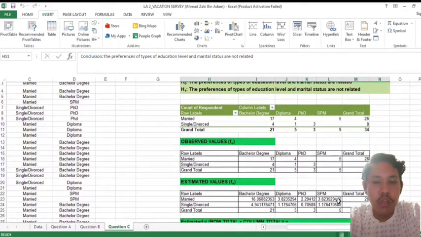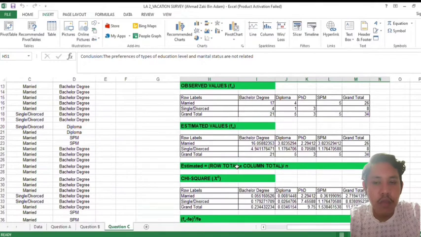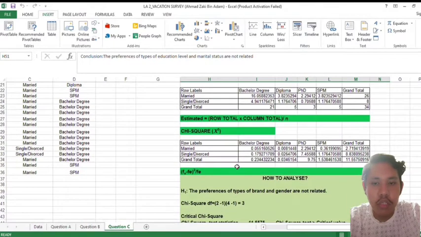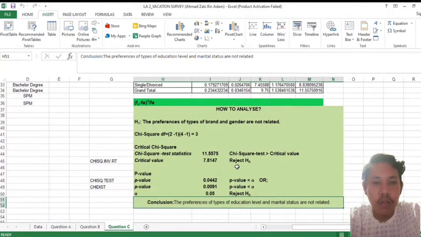Next, we need to calculate the observed values and expected values. After that, we can calculate the chi-square. After doing all the steps, we can make an analysis and conclusion. I can conclude that the types of education levels and marital status are not related to each other.